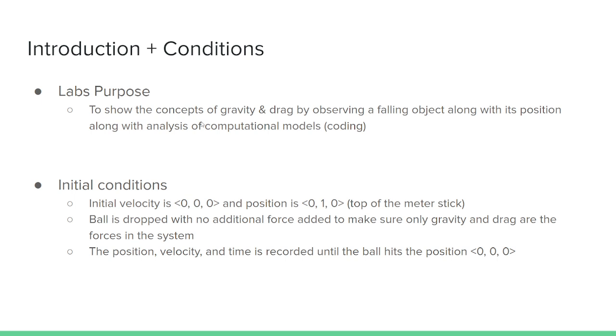Alright, introduction and conditions. So the lab purpose was to show the concepts of gravity and drag by observing a falling object along its position, along with the analysis of computational models. And the initial conditions: the initial velocity is 0, so there's no velocity, and the position is 0, 1, 0, meaning the top of the meter stick. And the ball is dropped with no additional force to make sure only gravity and drag are the forces in the system. The position, velocity, and time is recorded until the ball reaches or hits the position of 0, 0, 0, meaning at the very bottom.